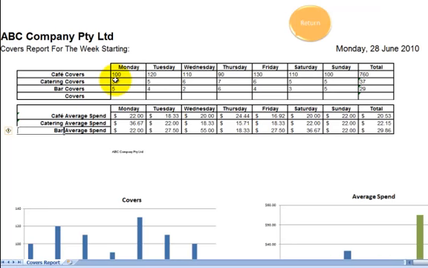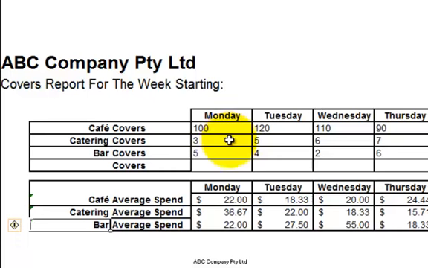And what we have here is the amount of transactions that we had during the day. So the cafe had 100 transactions on Monday, 3 transactions for catering on Monday, and our bar had 5 transactions. And just below here, it calculates your average spend in each department. So $22 for the cafe, $36 for the catering, and $22 at the bar.